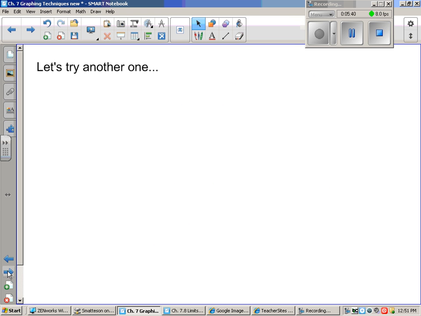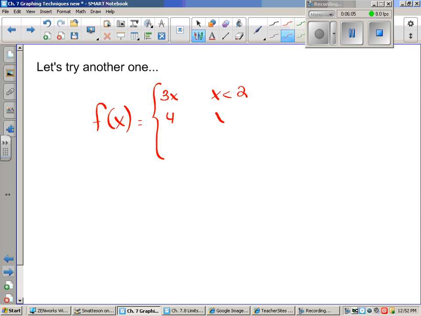All right, well, now let's try one again. You'll notice I don't have one here. If I was teaching this in class, I would probably ask a couple of you students to offer up different equations. So let me just come up with a couple. Let's say I have 3x for x that is less than, let's say, 2. And then I'm going to say 4 for x is equal to 2. And then I'll say 2x minus 1 for x is greater than 2.